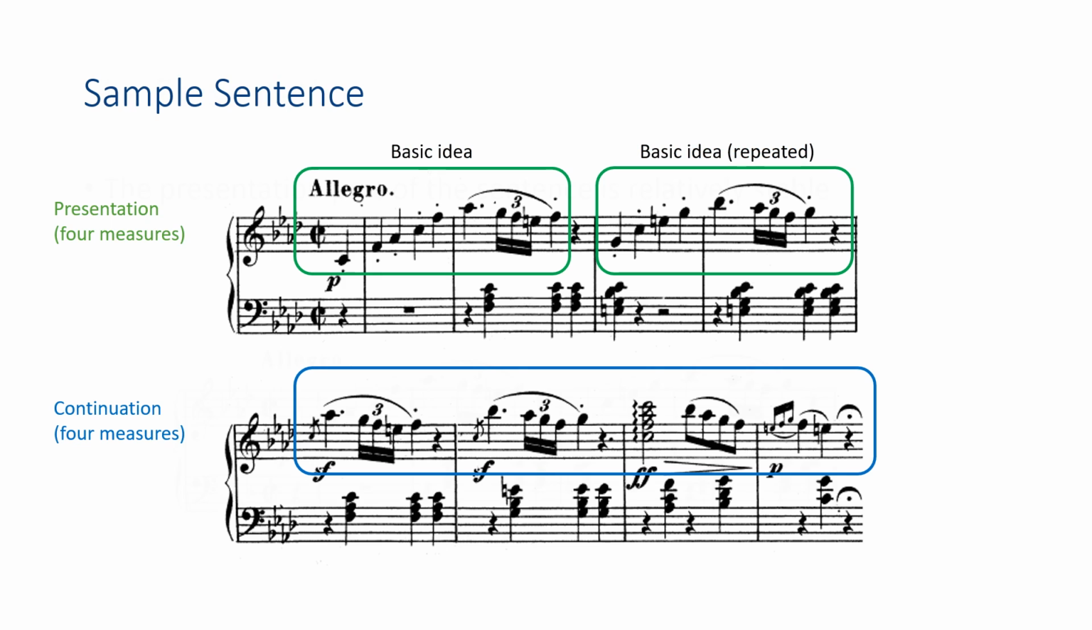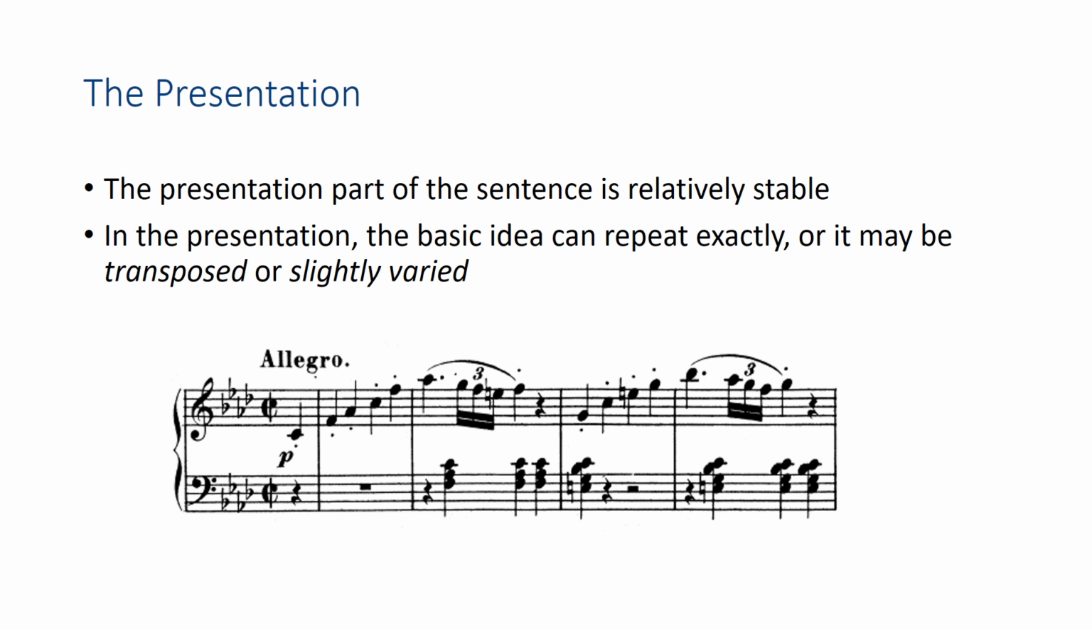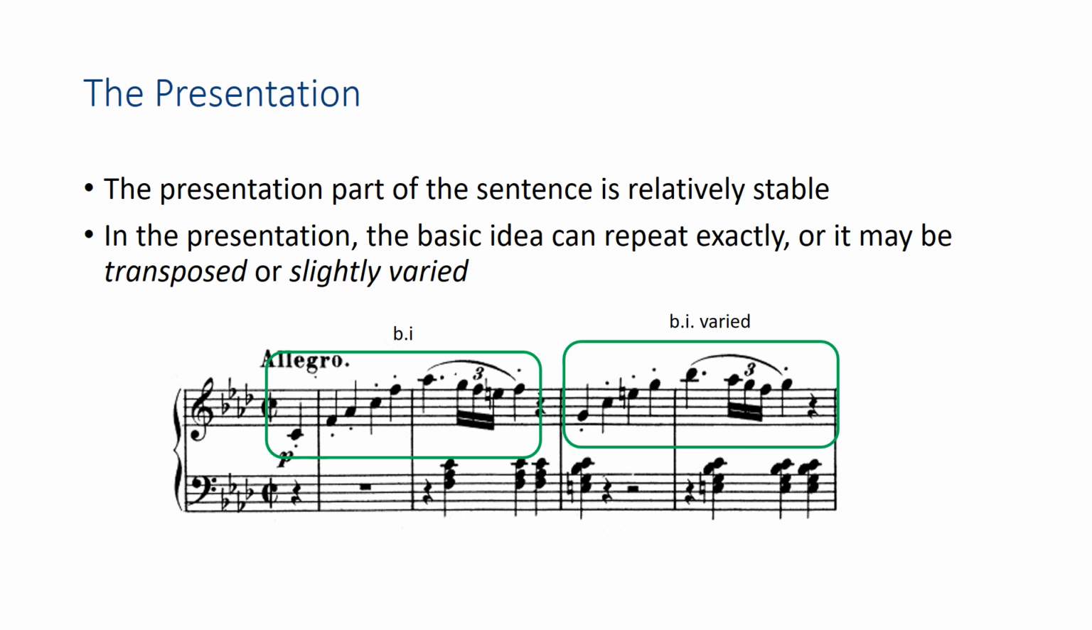Okay. A bit more at the parts of this. So the presentation part is relatively stable. We basically have 1 in 5 chords. The basic idea can repeat exactly. It doesn't do that here, or can be transposed or slightly varied. So in this example, here's my basic idea. Here's the variation, transposition of it. And we see that we have one version of it in the tonic, and then we have another version of it in the dominant. Just like that.